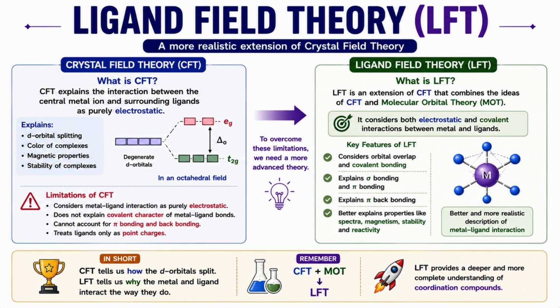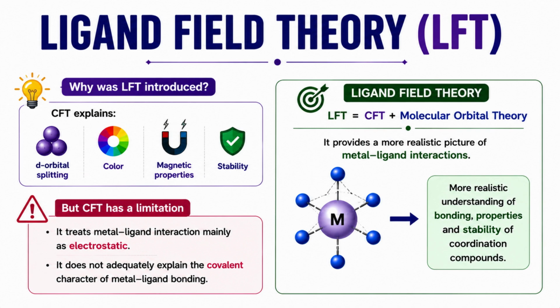Ligand Field Theory is an extension of crystal field theory that combines the ideas of CFT with molecular orbital theory. It provides a more realistic description of the interaction between a central metal ion and its ligands. Simple analogy: think of CFT as a magnet attracting iron objects. It focuses mainly on the attraction between the metal and ligand. But in reality, the metal and ligand can also share electron density, just like two people sharing something between them. LFT considers both electrostatic interaction plus covalent interaction. This gives us a better picture of coordination compounds.